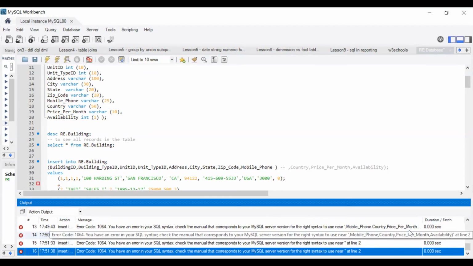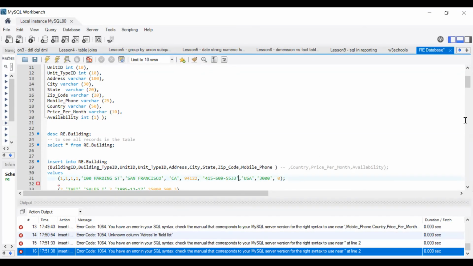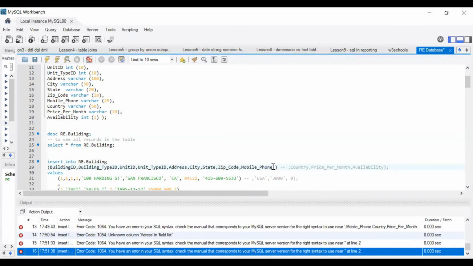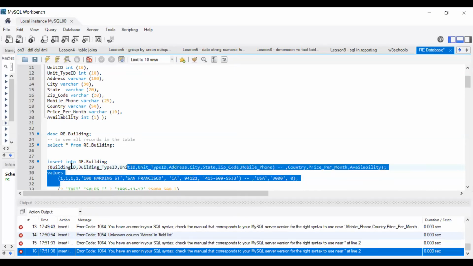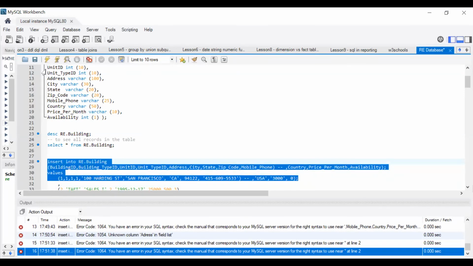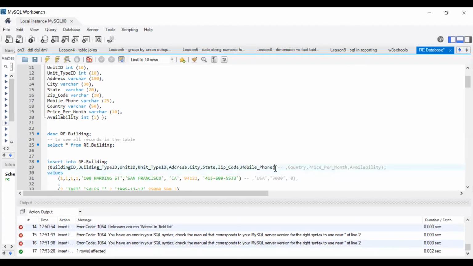Use near at line 2. No, what does it give us, line 2? I don't know. Let me just try the old way. We'll try with a phone number and see. Okay, so phone number checks out.